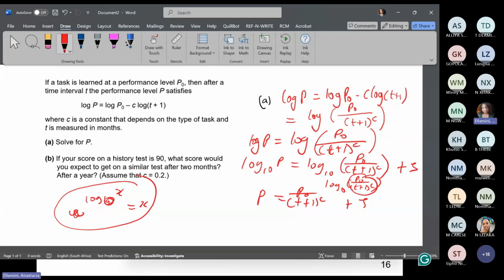But if you know that everything to the right and to the left should be to the power of 10, what's this? Should be 10 to the power of whatever it is, then you'll know that this will be p, this will be p0 over t plus 1 to the power of c plus 10 to the power of 5, because you applied the rule. You didn't just drop the log. I'm saying that because you need to learn why you're doing the next step.